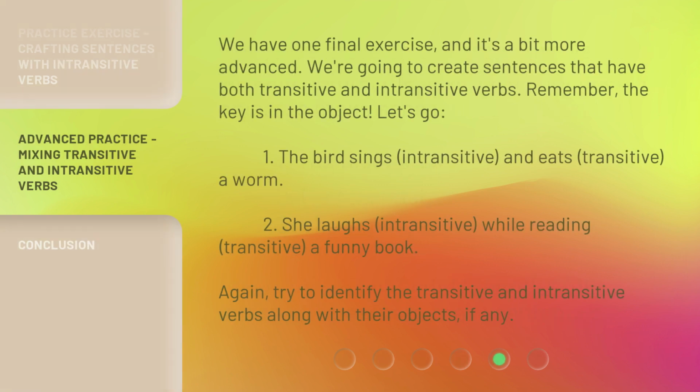We have one final exercise, and it's a bit more advanced. We're going to create sentences that have both transitive and intransitive verbs. Remember, the key is in the object. Let's go. 1. The bird sings, intransitive, and eats, transitive, a worm. 2. She laughs, intransitive, while reading, transitive, a funny book. Again, try to identify the transitive and intransitive verbs along with their objects, if any.